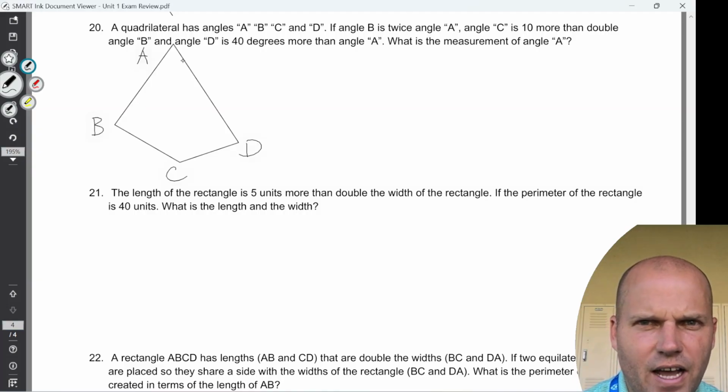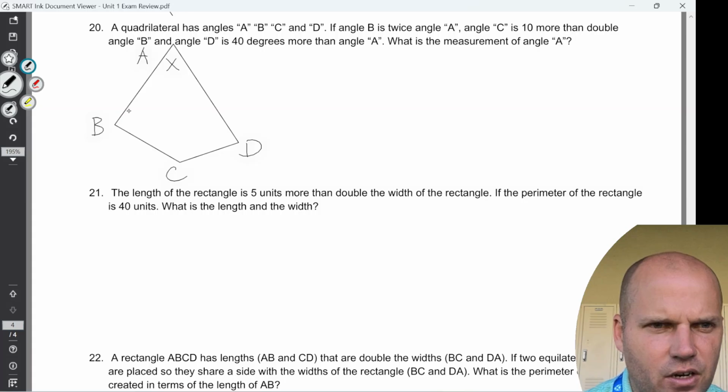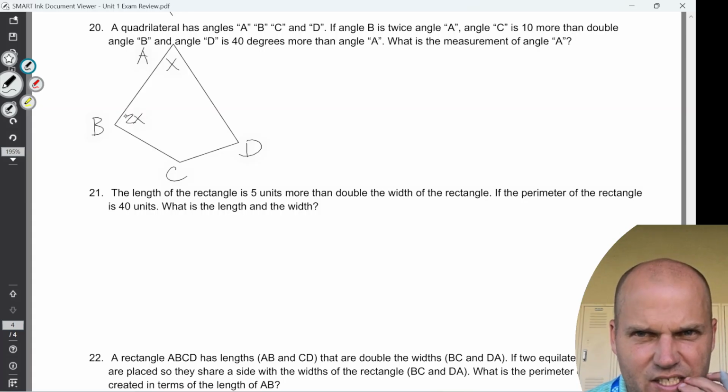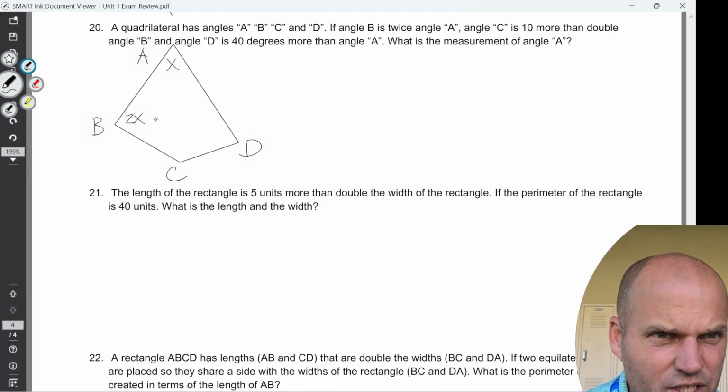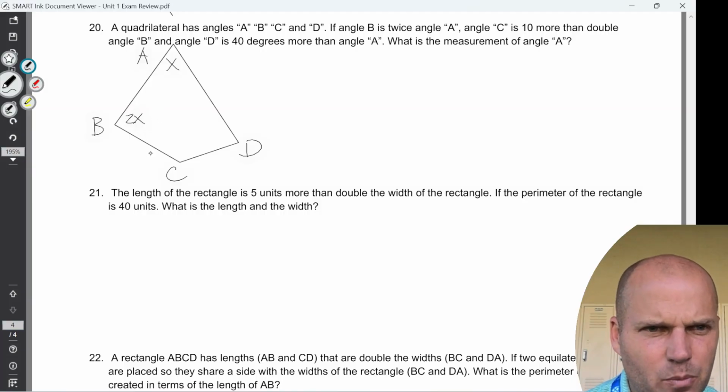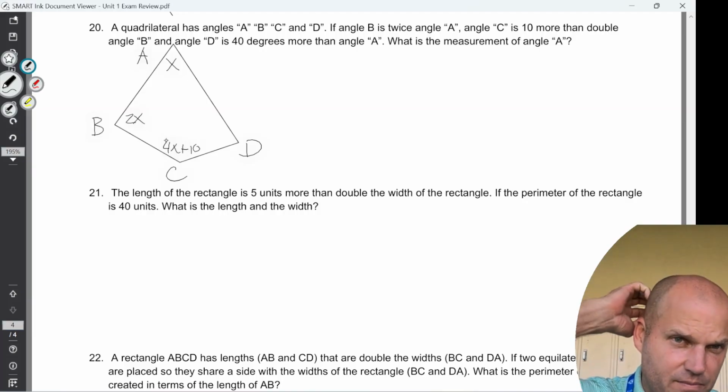Angle B is twice angle A. I don't know what angle A is, so I'm going to call it X. That means B must be 2X. C is 10 more than double angle B. So I'm going to double angle B to get 4X, and add 10 to it. So angle C is 4X plus 10.